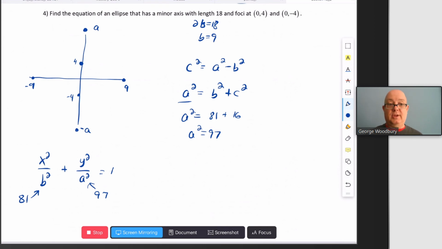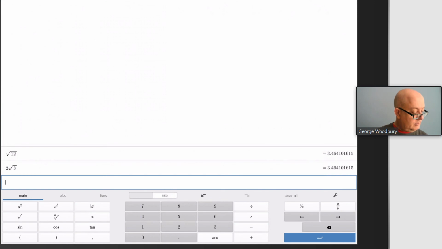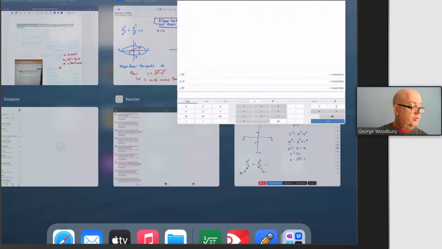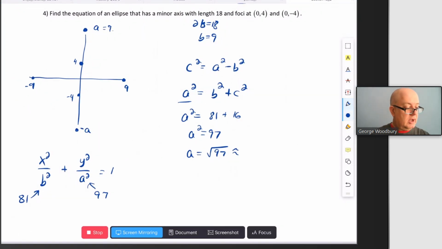But if we need to graph this, I need to know approximately where that is. And so I could use the calculator to get an approximate value for a. a is the square root of 97. And let's say we wanted that to the nearest tenth. Square root of 97 is about 9.8. So on the graph, we would go up to 9.8 and -9.8 to complete that graph. But what we really wanted was the equation. And so the equation is x squared over 81 plus y squared over 97 equals 1.